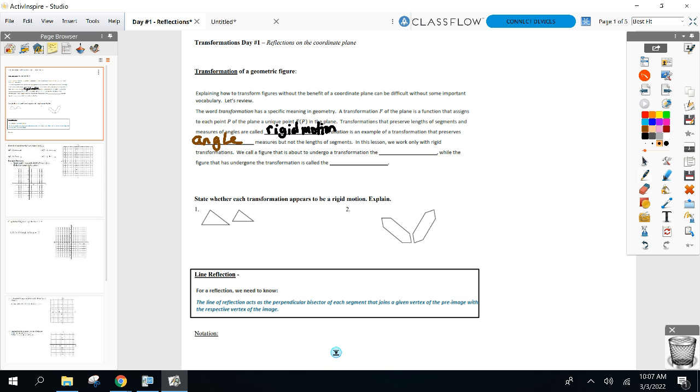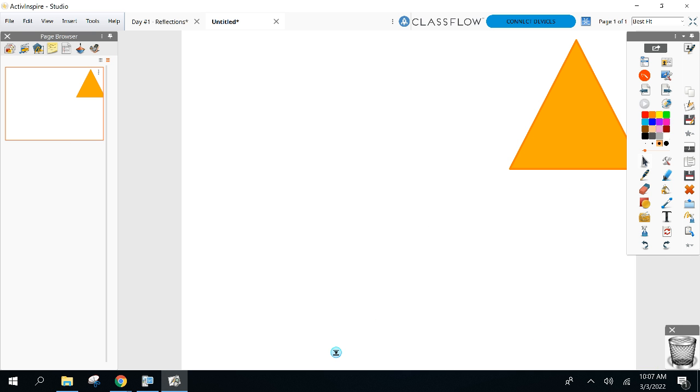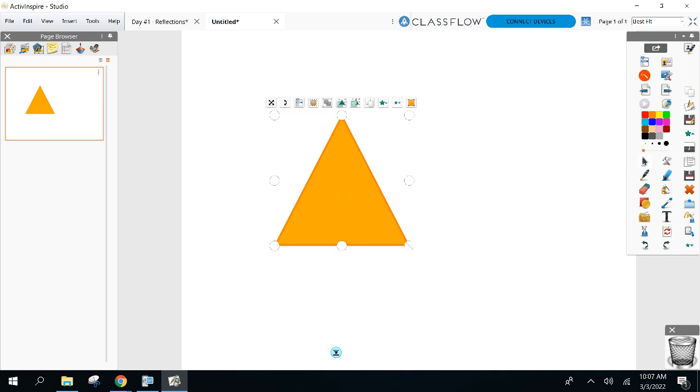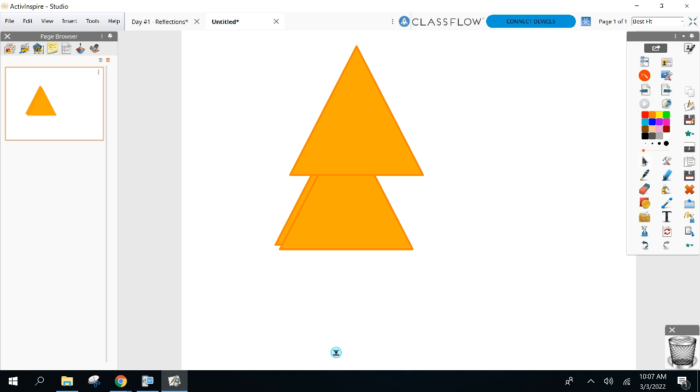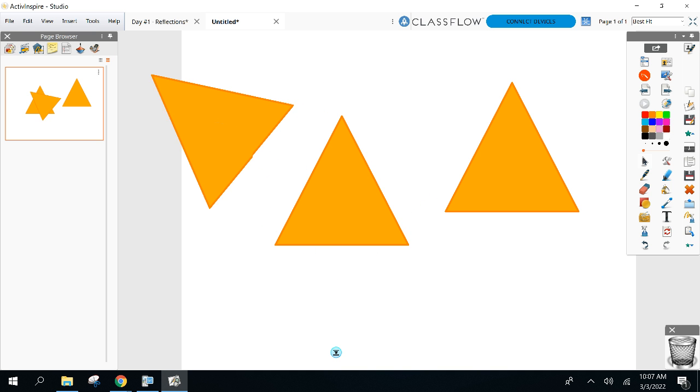All right, so once again, a quick review here because these are important terms. Anytime I do something to a figure, maybe I turn it too and move it, as long as the side lengths and angle measurements stay the same, we say you did a rigid motion.